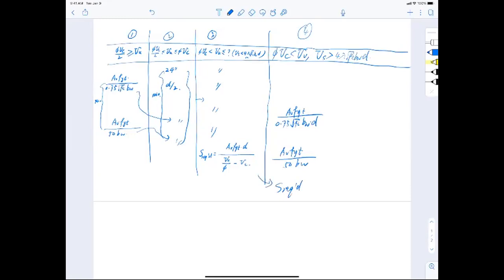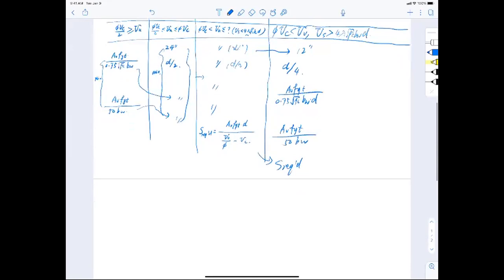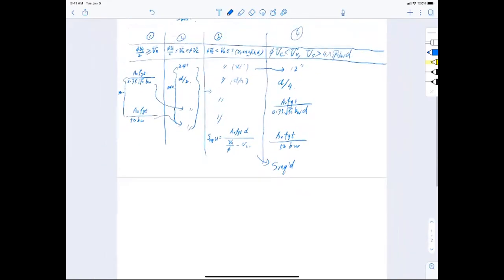These three stay the same, but the other two become what? This is 24 inch, mind you, right? This is divided by two, right? What happened to that 24? Halved, right? Becomes what? 12 inches. What happened here? d divided by what? Four. So category number four, done, isn't it? Not too bad, right? And march on, right? Marching on, I'm not happy. I say I want to see the full spectrum. So what happens when Vs is greater than 8 times lambda square root f'c bw d?